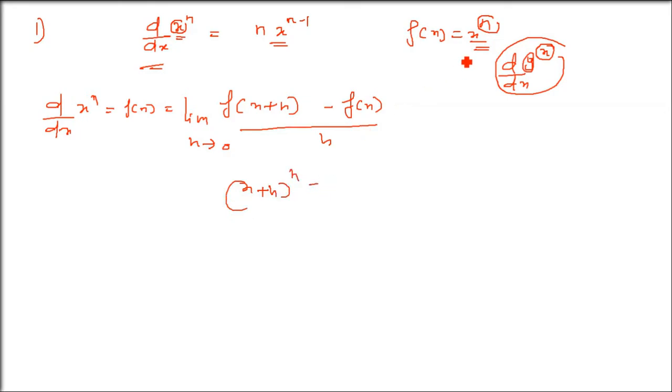So (x plus h) to the power n minus x to the power n, by h, limit h tends to 0. This is our first principle. Now how do we do this?